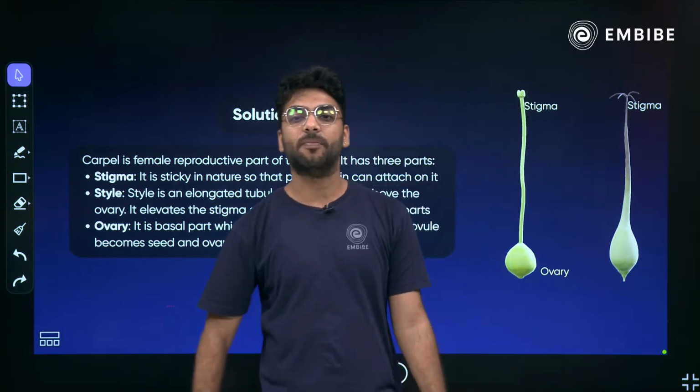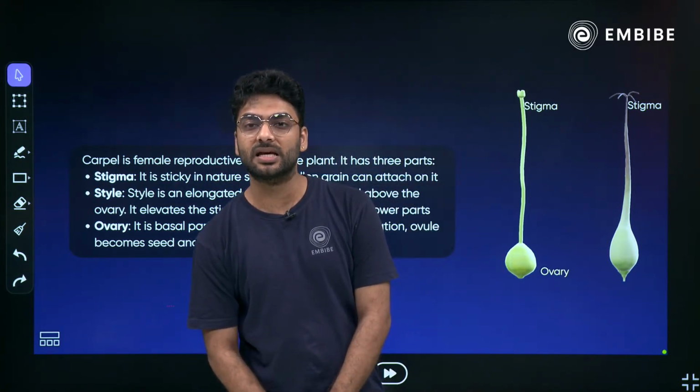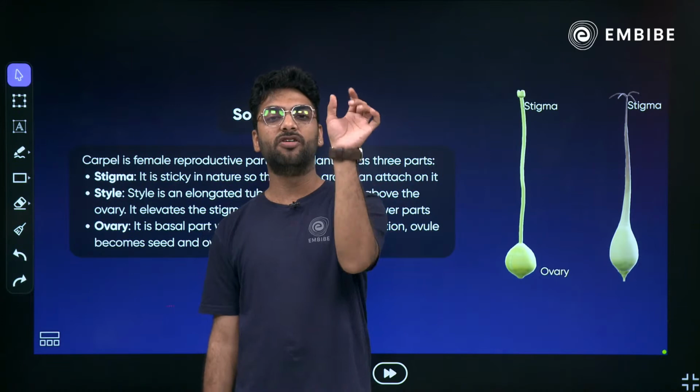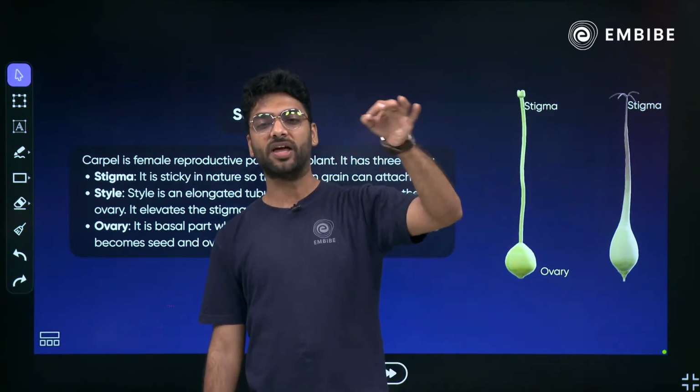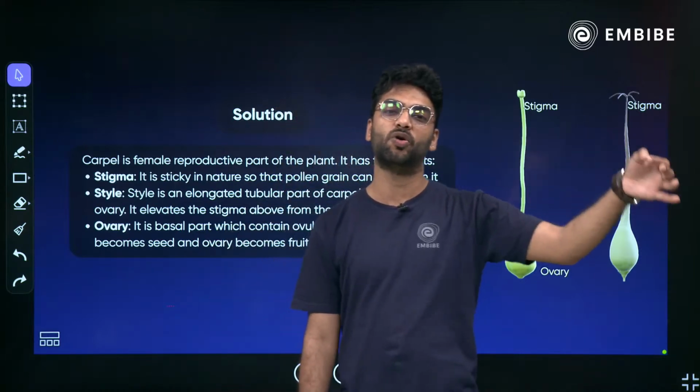Okay? Ripened ovary, okay, Hamna, fruit is defined as ripened ovary. How will you define a fruit? Fruit is nothing but a ripened ovary.